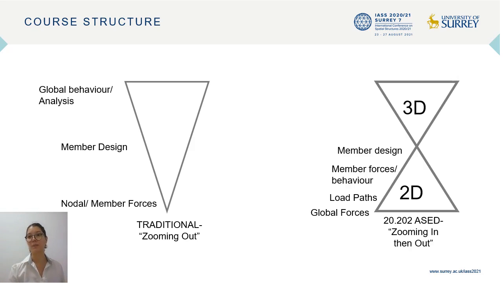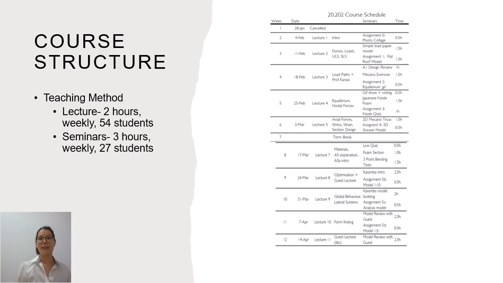With the flow in mind, this is the 14-week finalized course structure and the topics covered for the course. The teaching method for this course is a weekly 2-hour lecture with a full cohort, followed by 3-hour seminars with the students split into 2 groups.